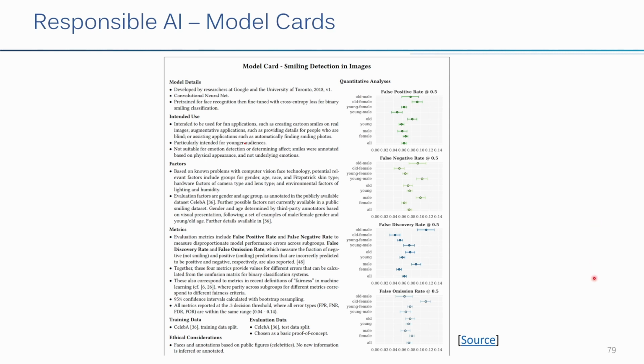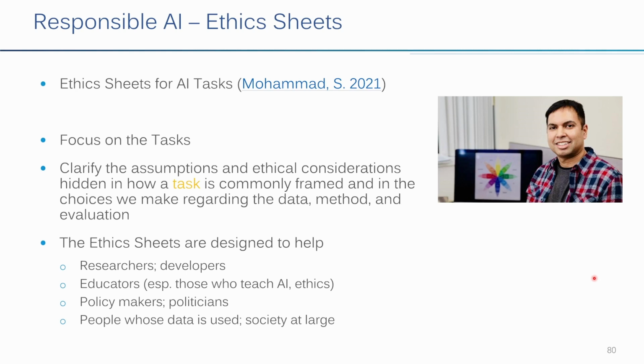Going in a more non-technical direction right now, we have the ethics sheets for AI tasks from Saif Mohammad from 2021, in which the goal of these ethics sheets is the questions we should be asking ourselves when we are automating certain tasks in order to have a more performant result or something like that.